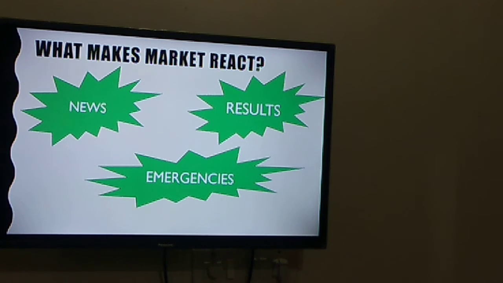So the market as a whole will result from all these factors. The reactions will come from news, the reactions will come from results, and from the emergencies that are happening in the present scenario. Now moving forward, everybody will ask me this question.